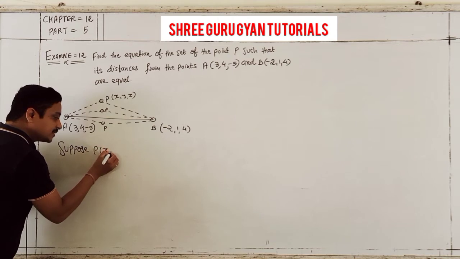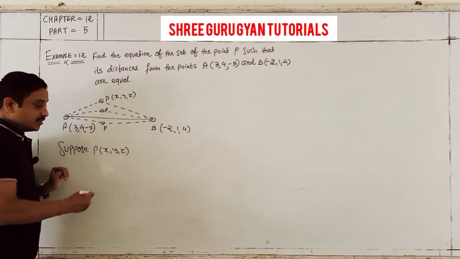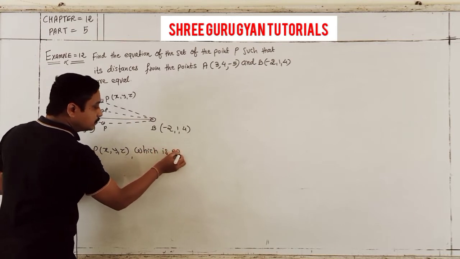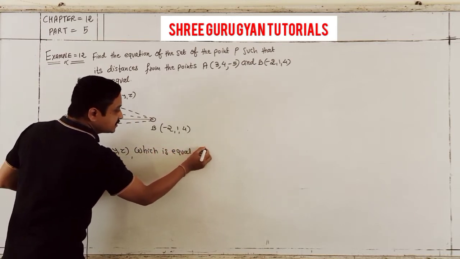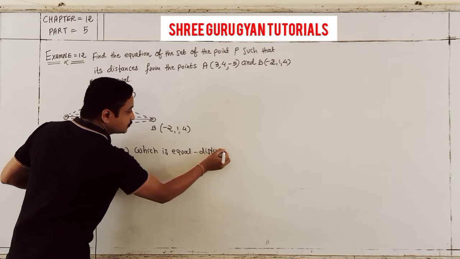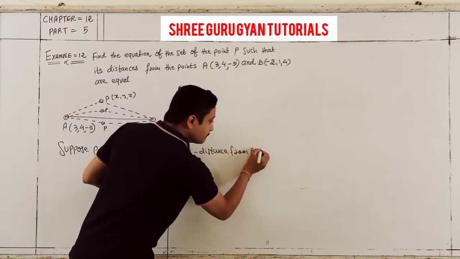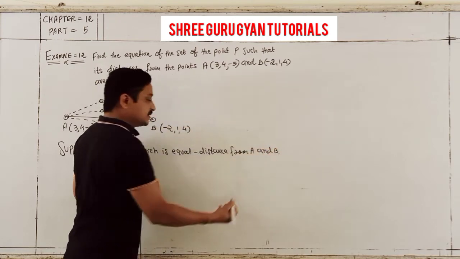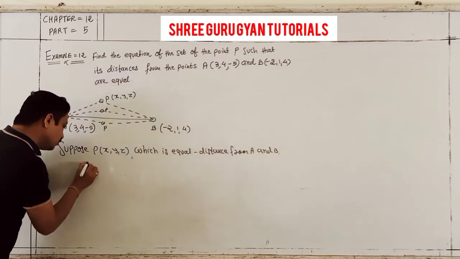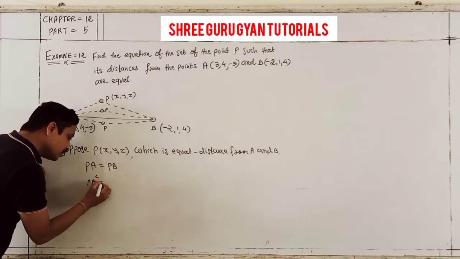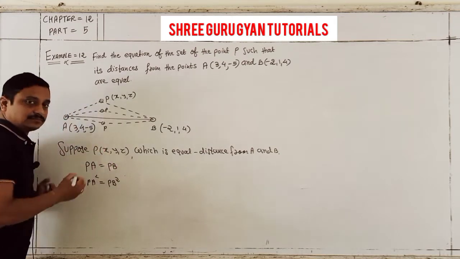So suppose P x, y, z is at equal distance from A and B. Yes, very easy. You just write down PA is equal to PB and square it. PA square is equal to PB square.